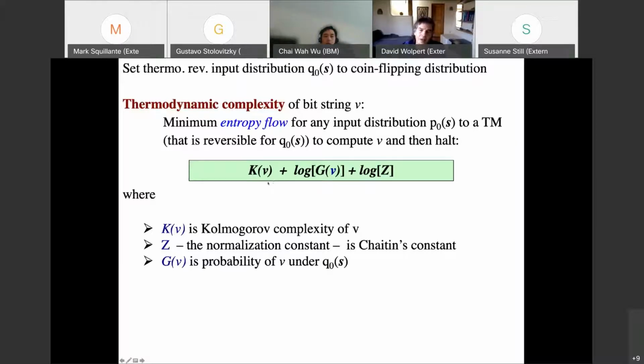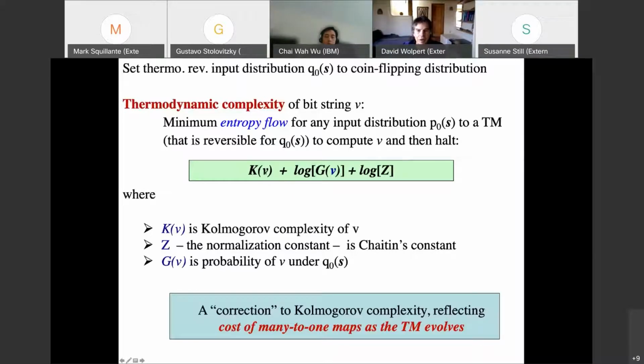Well, with a couple of pages of algebra, using all the machinery of stochastic thermodynamics, we can find that it is, so to speak, a correction to Kolmogorov complexity. Here's your bit string V, your output bit string. Here's its Kolmogorov complexity. Its thermodynamic Kolmogorov complexity is the normal one plus two terms. This term right here, it's like a partition function, log of it. It's a normalization constant, Chaitin's constant. This is Chaitin's omega right there. This thing here is actually sometimes called the universal probability measure in algorithmic information theory. It is the joint probability of any input string such that for one of those input strings, the Turing machine would actually compute that particular desired output string.